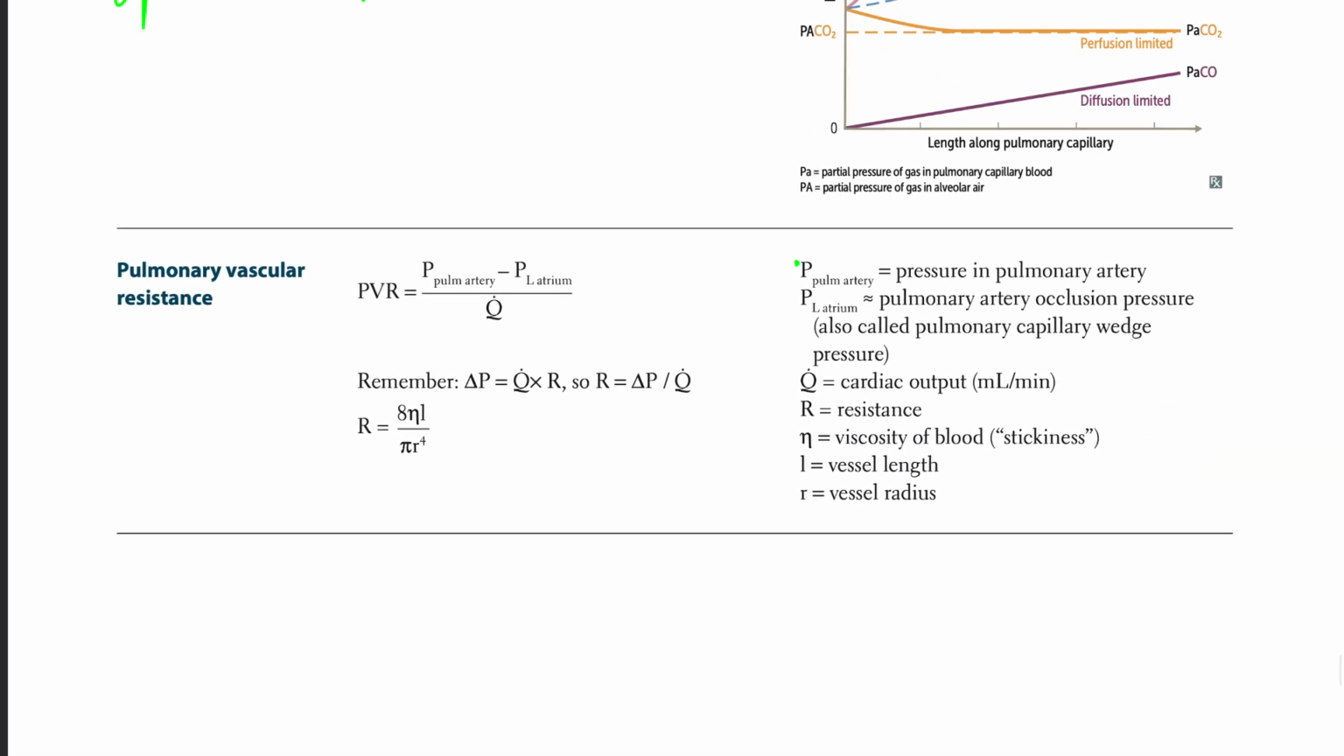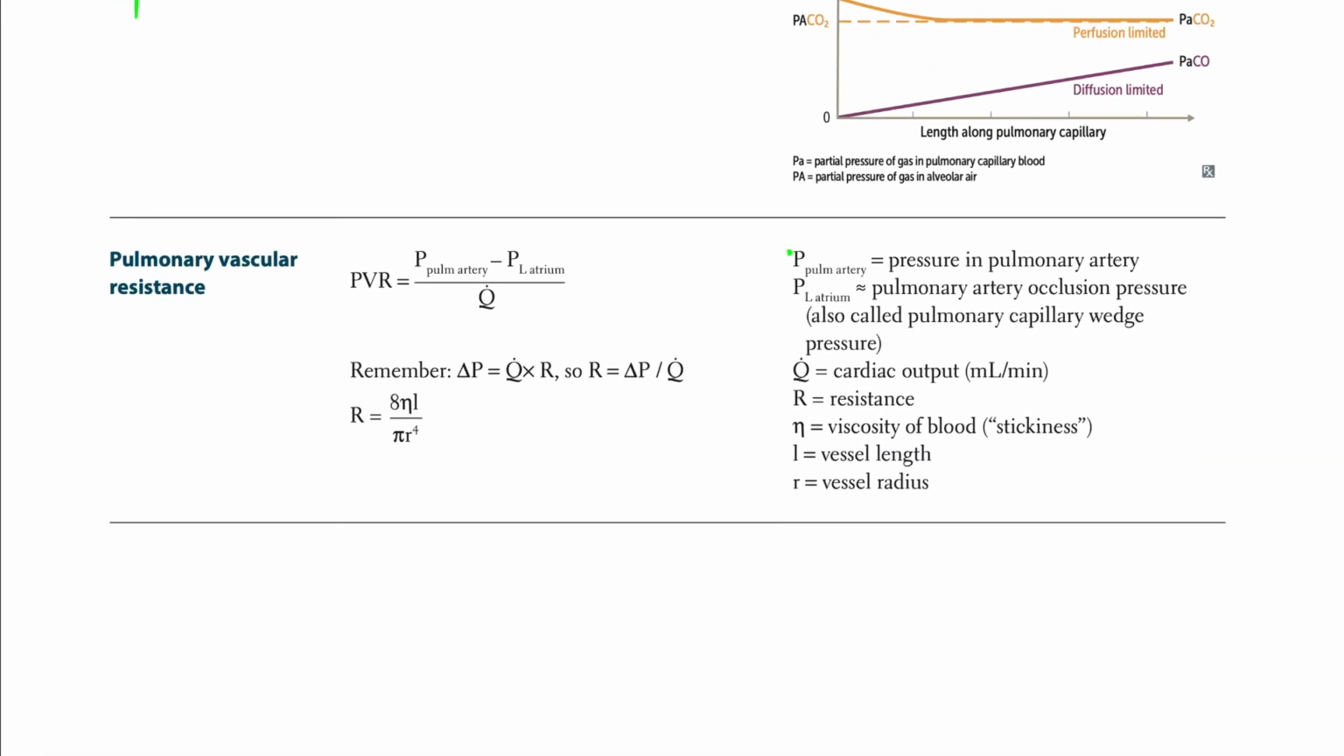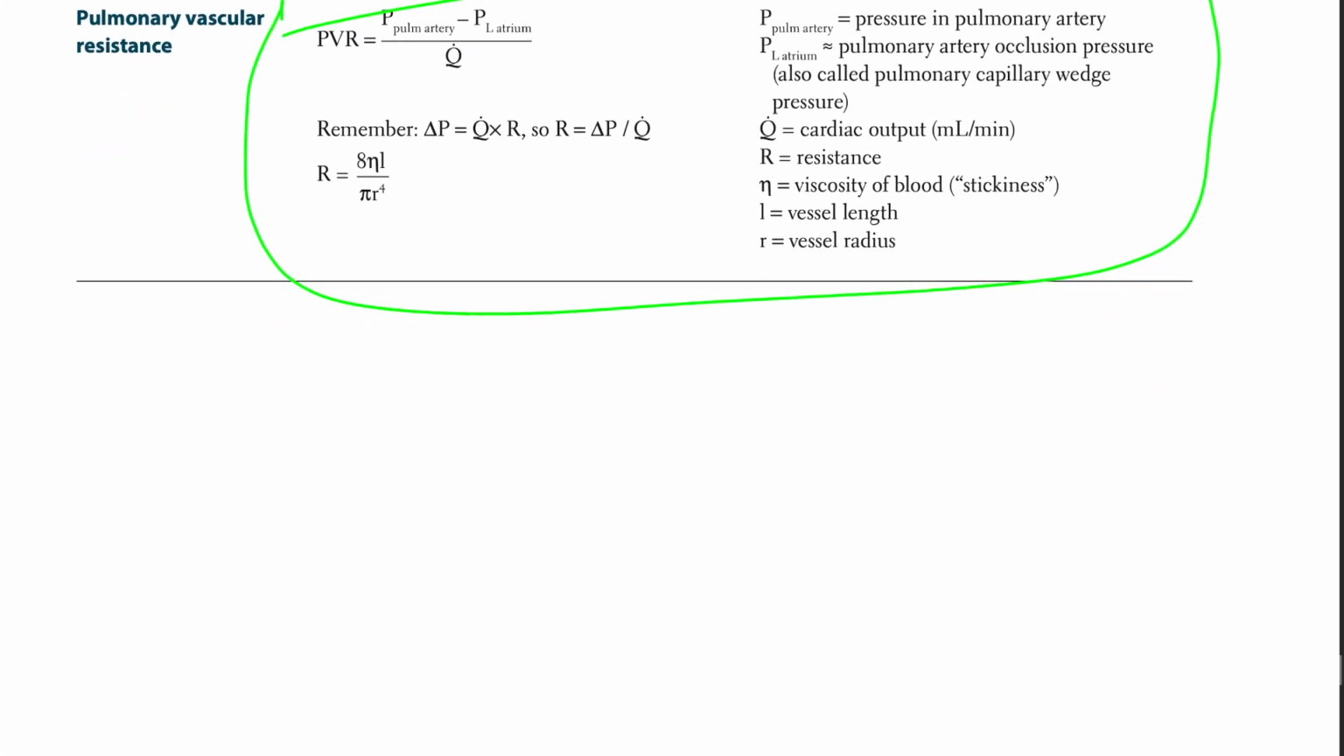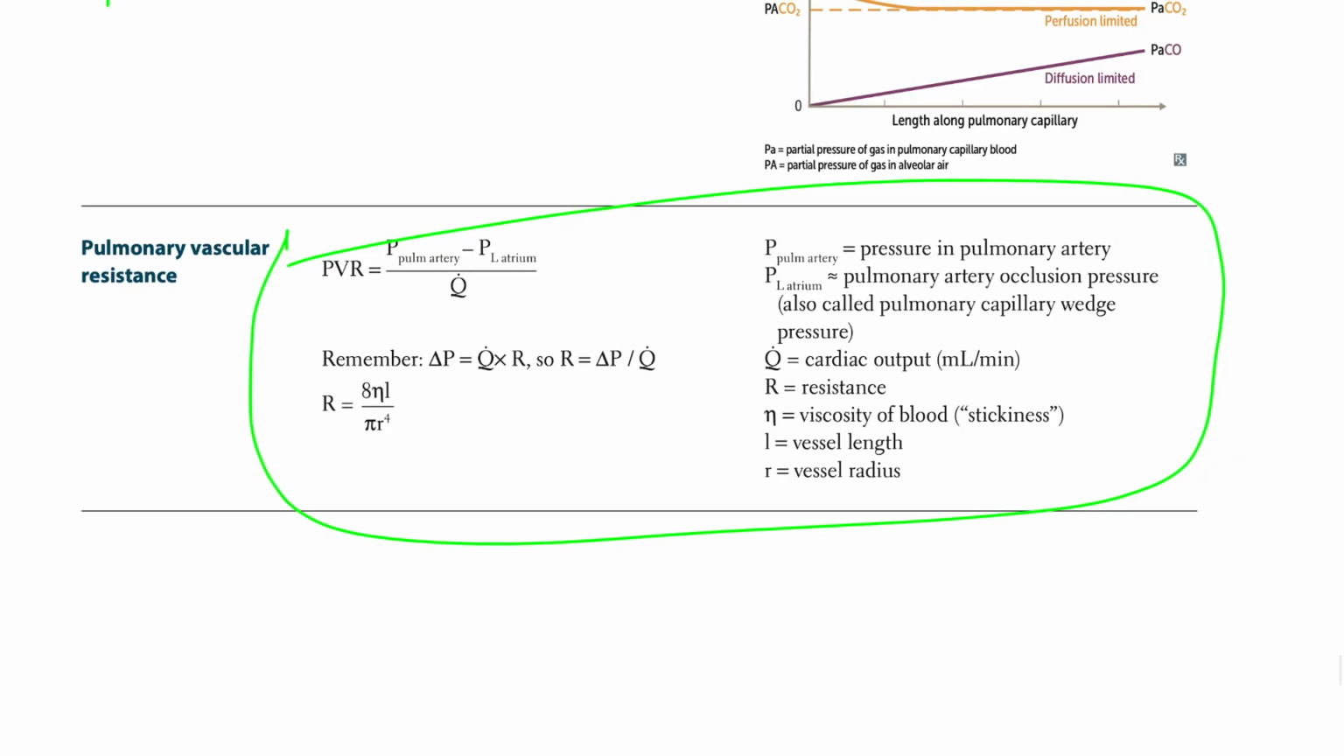Let's look at pulmonary vascular resistance. What do we have here? Again, it's a bunch of formulas in there. If you need an explanation on this, I could explain more. If you need it, let me know. I'll explain it in the comments.